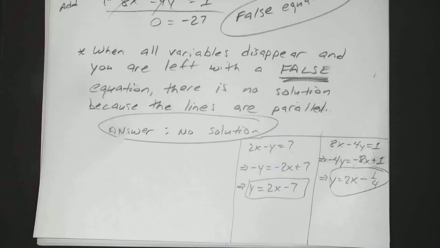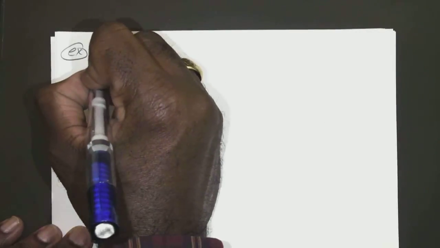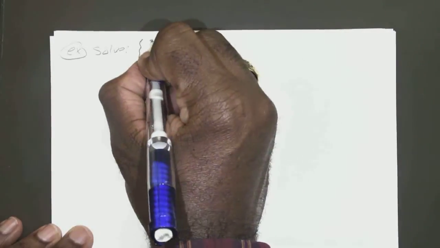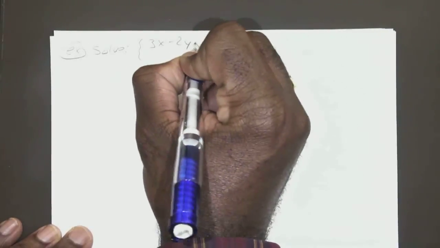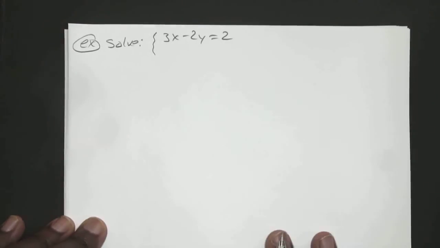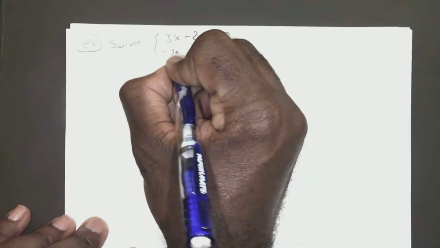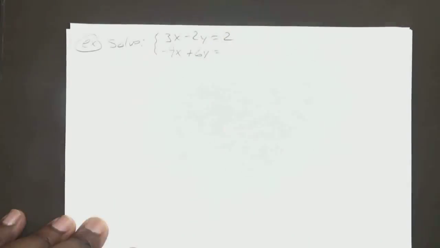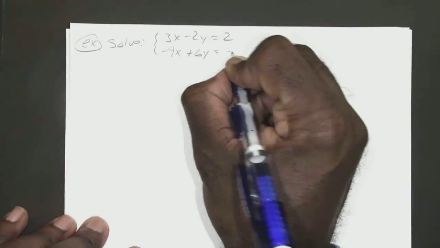Looks like everyone's done writing. What if you wanted to solve by elimination? Say 3x minus 2y equals 2, and negative 9x plus 6y equals negative 6.